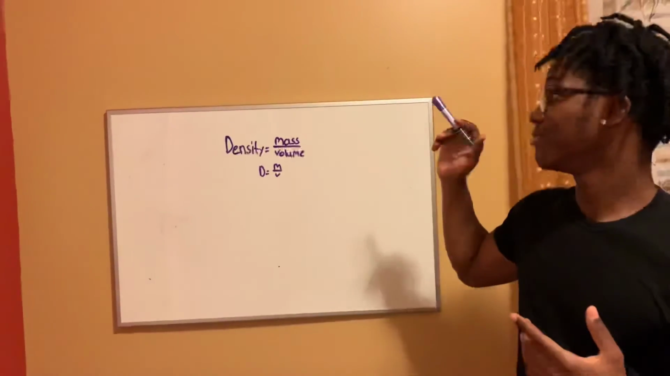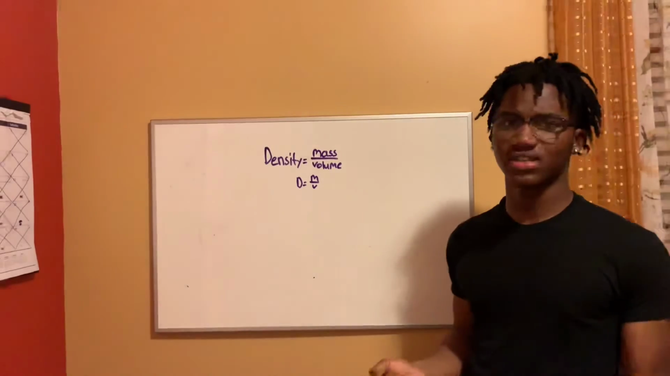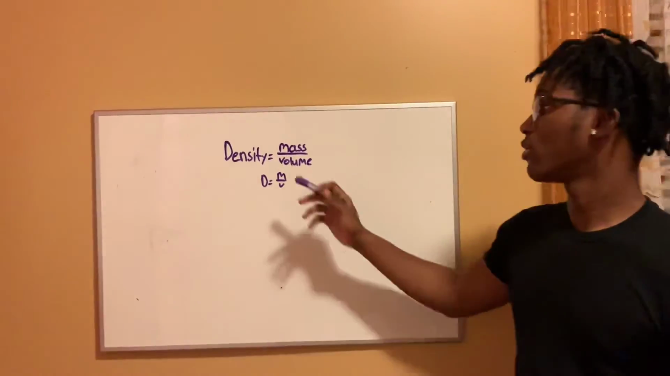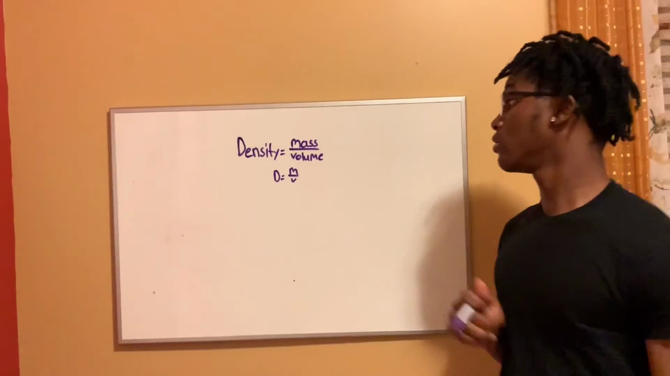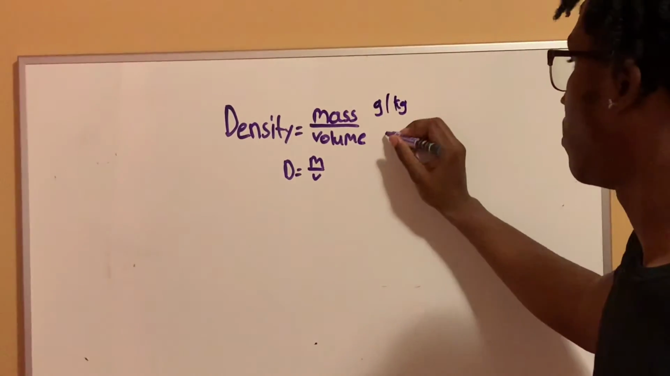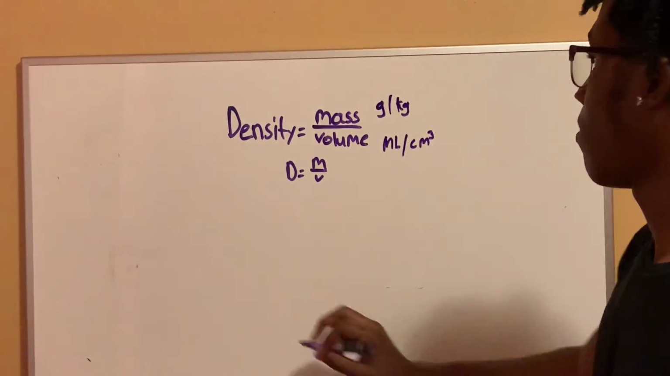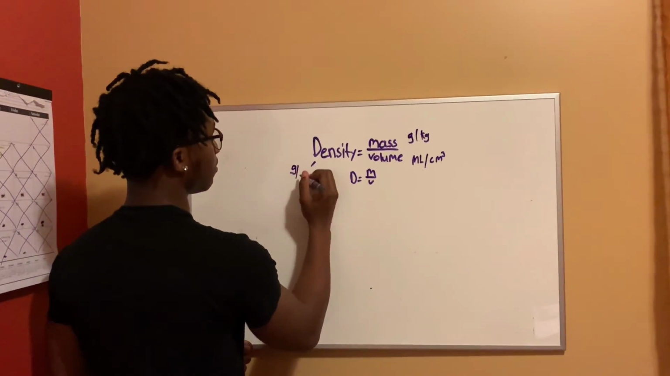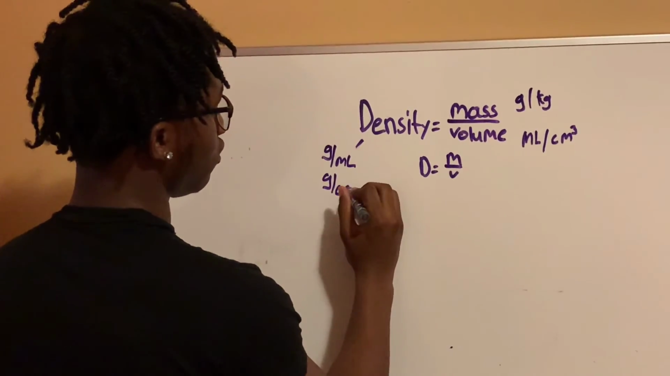So to recap, density is the mass of an object divided by its volume. The mass is the matter that takes up any given object. The volume is the amount of space that object takes up. The equation for density is D equals M over V. And remember the units are grams for mass or kilograms. Volume is milliliters or cubic centimeters. And density is the combination of both, grams over milliliters or grams over cubic centimeters.